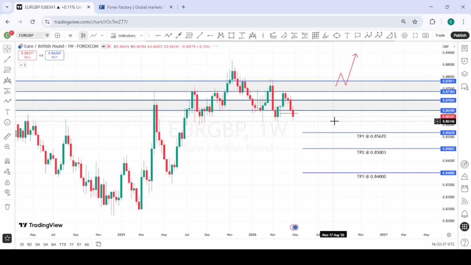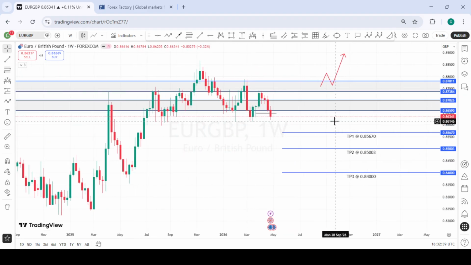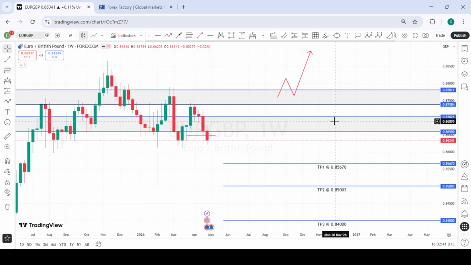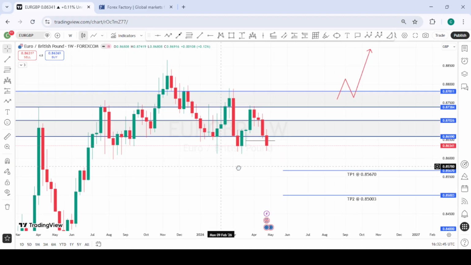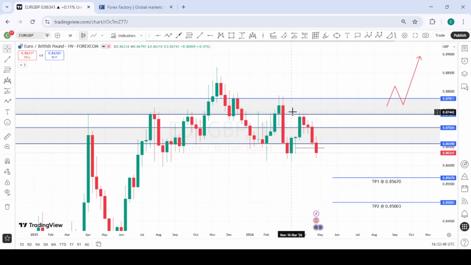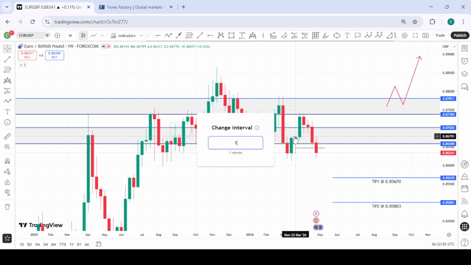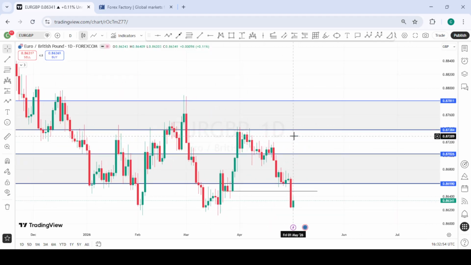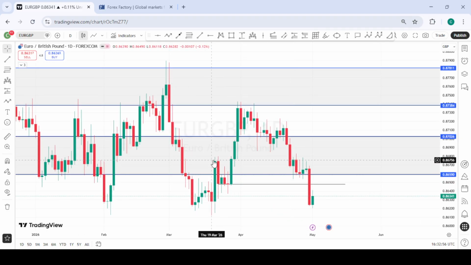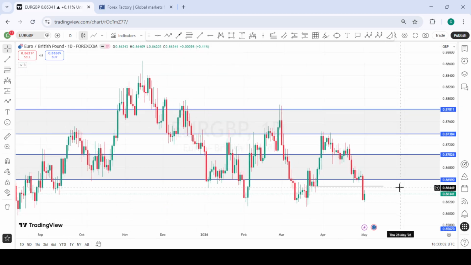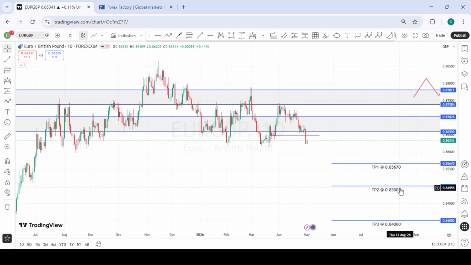This is EURGBP. We have been anticipating this move for a very, very long time. When we identified this head and shoulder formation, we took ourselves somewhere around here. We got taken out. When we got the retest here, we took ourselves somewhere here, and then we got taken out. And then price has now come back to give us the formation for the head and shoulder formation.